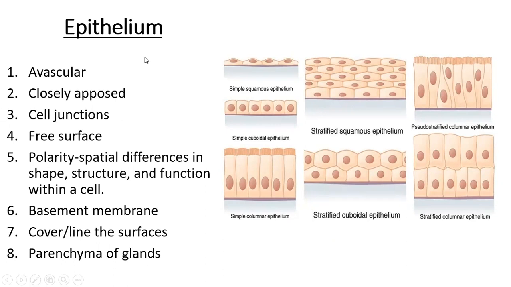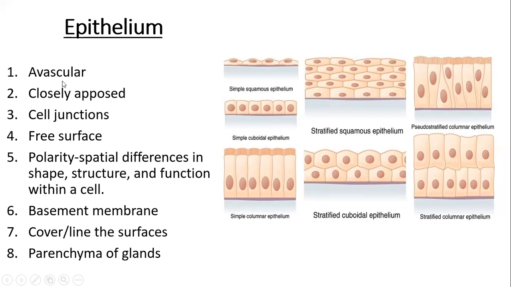Epithelium is defined as a layer composed of closely opposed cells with little to no extracellular matrix between the cells. The various properties of the epithelium have been enumerated in this slide in the form of 8 points.